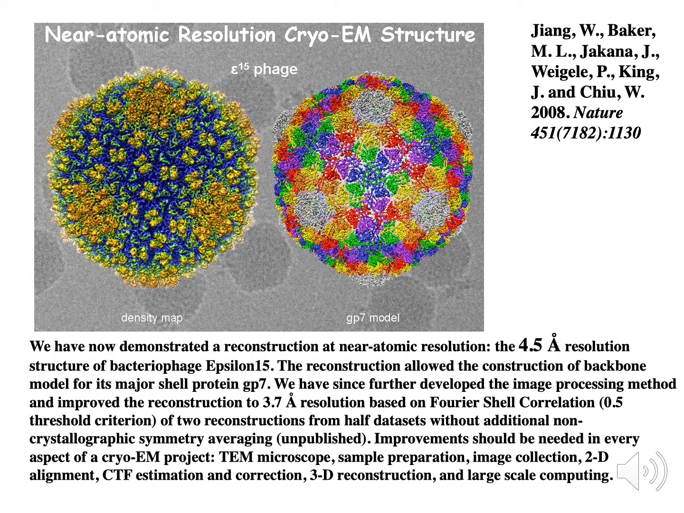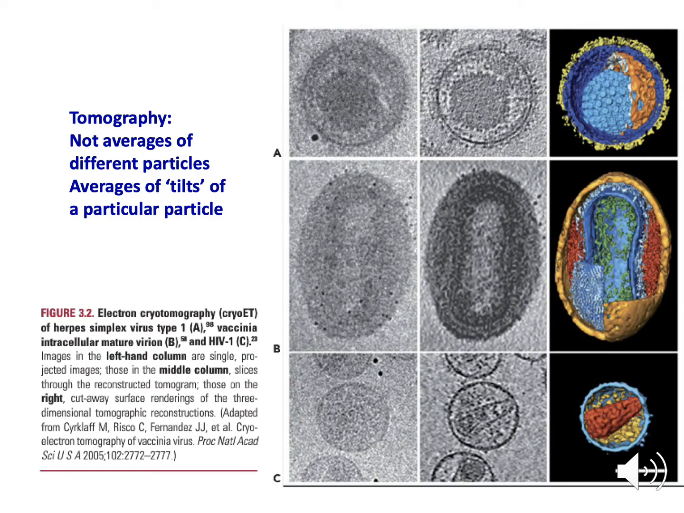This is a phage reconstruction, and it's here to show you that really this approach is getting more and more refined. This one is actually a non-icosahedral virus. This is an electron cryotomograph, cryo-ET, of a herpes simplex virus virion in A, a vaccinia virus virion in B, and HIV in C, just to show you the kind of image reconstruction that computers can do.